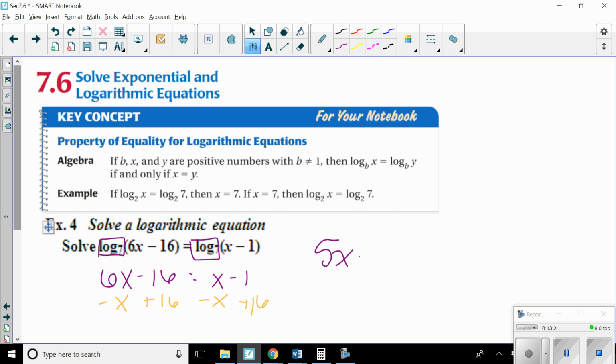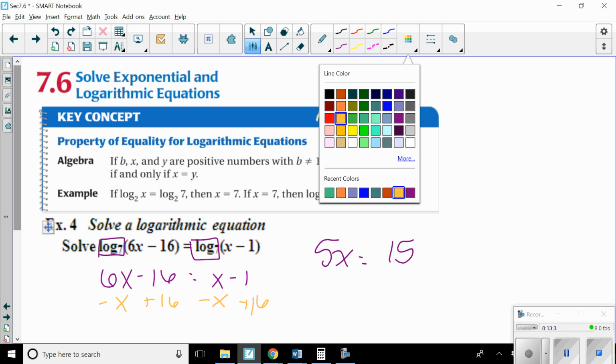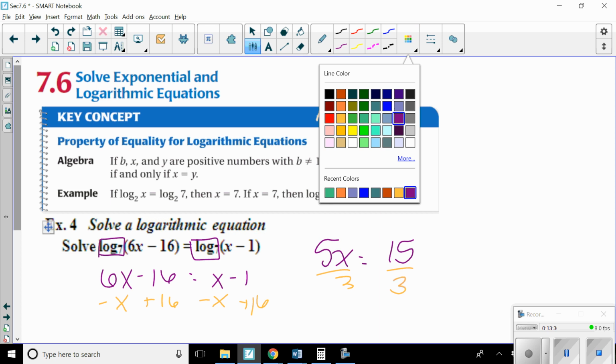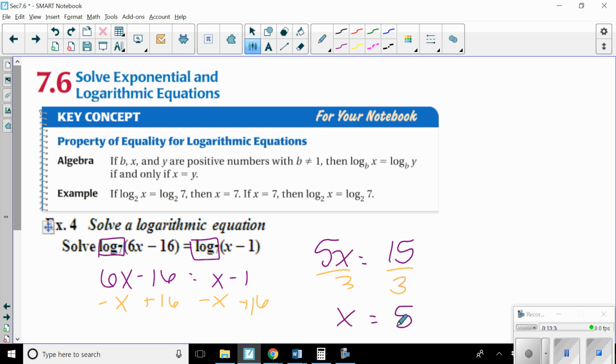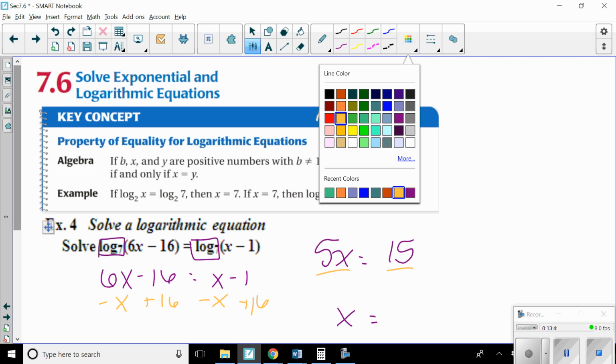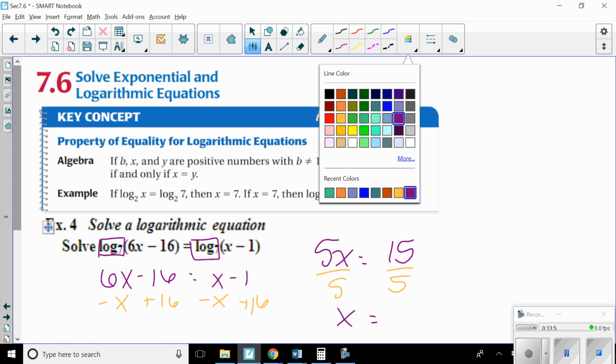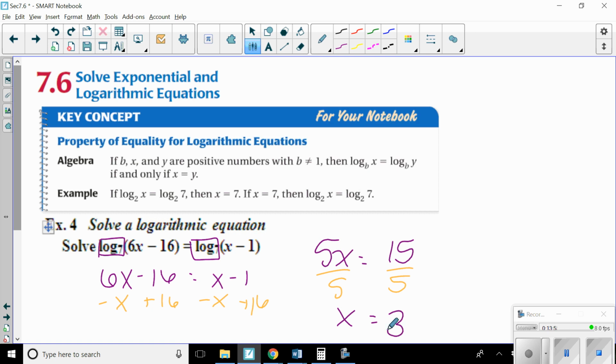So we're going to subtract x from both sides, and we're going to add 16 to both sides. So we get 5x is equal to 15. We should divide both sides by 5 in order to isolate our x. And we end up with x is equal to 3.